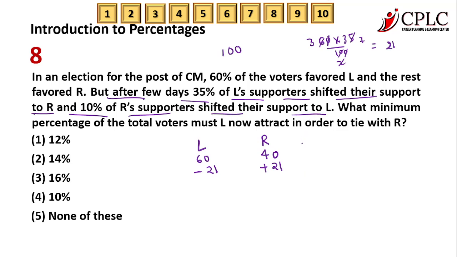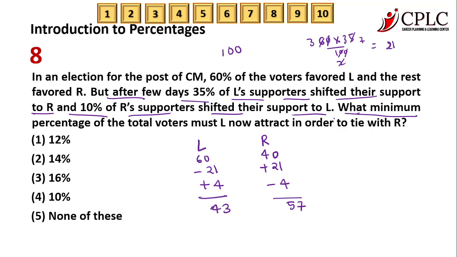So 21 people of L went with R, and 10% of R supporters shifted their support to L. For example, R had 40 voters, 10% of that will be 4. So R's 4 people are coming to L. So let's first do the totals now. So these guys, the total becomes 43, and for these guys, the total becomes 57 for R.